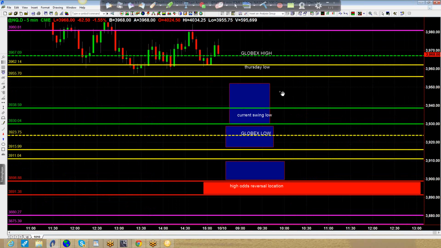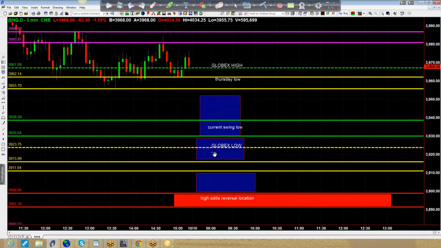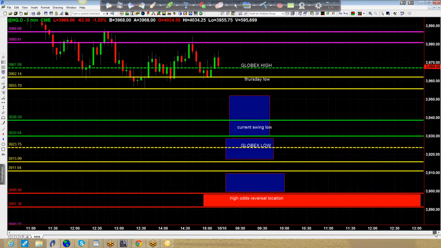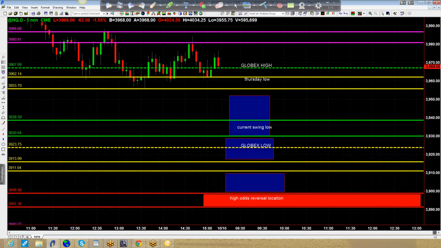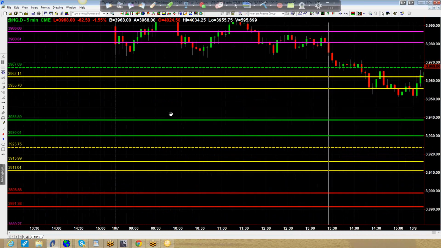Okay, so on NQ. Lots of poorly auctioned area below. Globex low landed at 1923 and 3/4. I believe that's still correct. Okay. This is the current swing low area that I'd pointed out. Let me make sure I've got that right. Give me just 1 second here. It looked a little bit lower, but that is correct. Okay, so this was the last swing low.